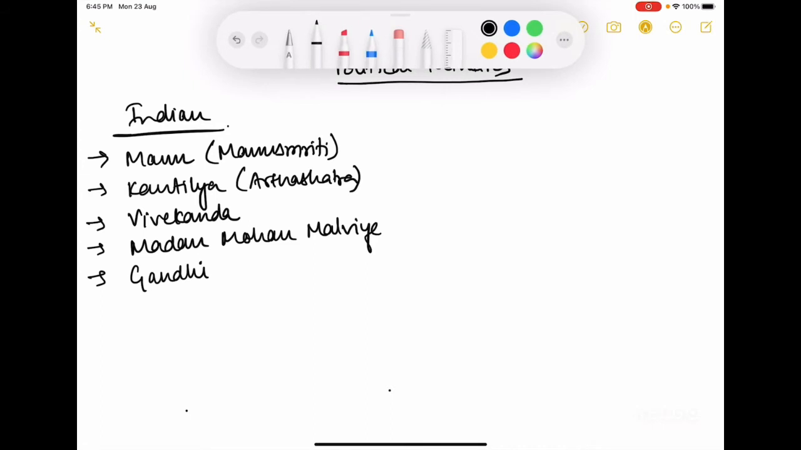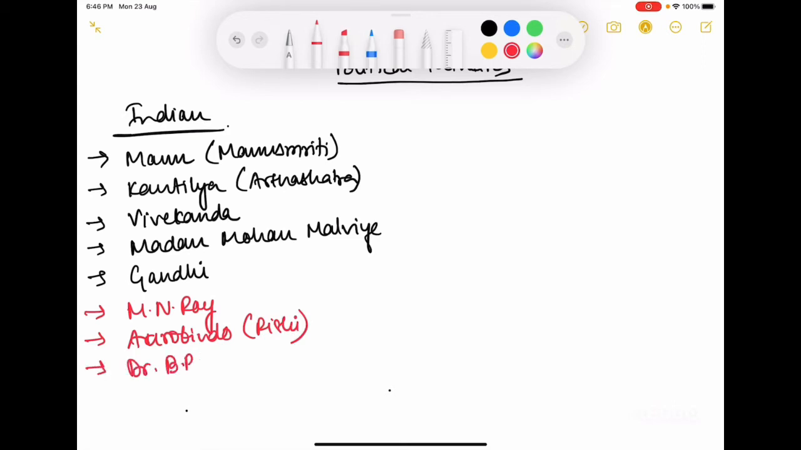Now, UPSC adds a few other names. One, M.N. Roy. This is not in the syllabus of the undergraduate political science students, but it is there in the civil services examination. Two, Aurobindo, Rishi Aurobindo. Three, Dr. B.R. Ambedkar. And fourth, Syed Ahmed Khan.